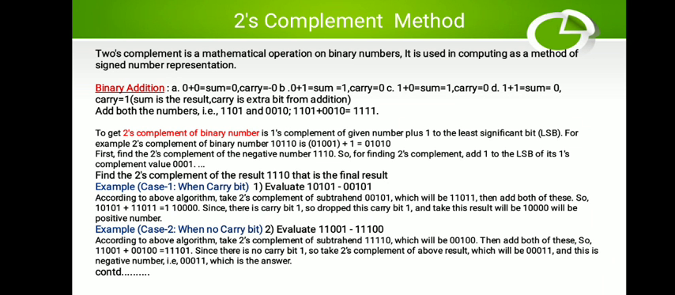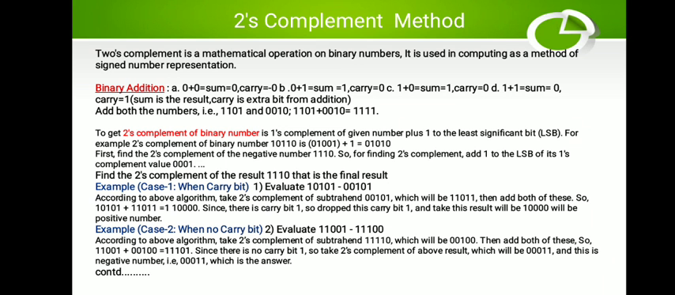1 plus 1 is 0, carry 1. So already there is 1, 1 plus 1, again 0. The carry will now be in the third position. There is 0 here, so 1 plus 0 will become 1 and the rest will be 0, 0. So after finding the 2's complement of the second number, that is 1, 1, 1, 0, 0, you get 1, 0, 1, 0, 0.